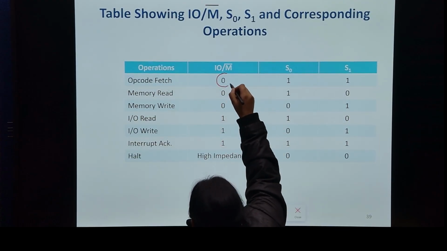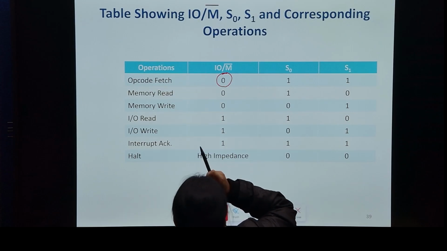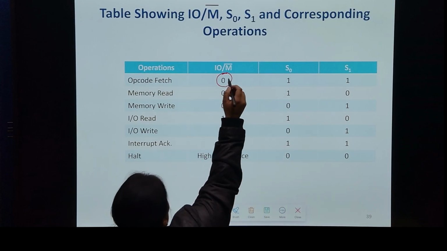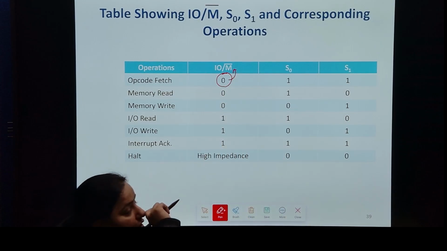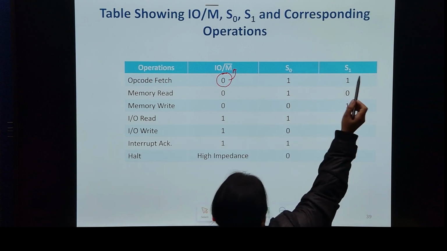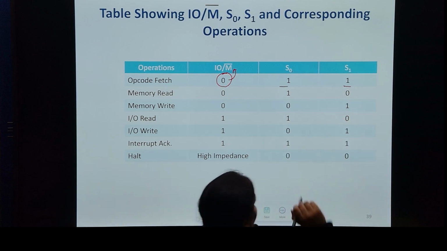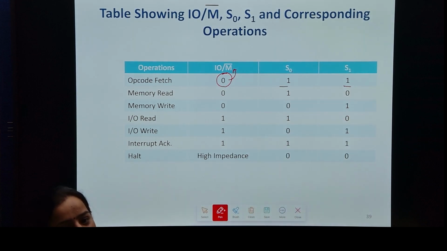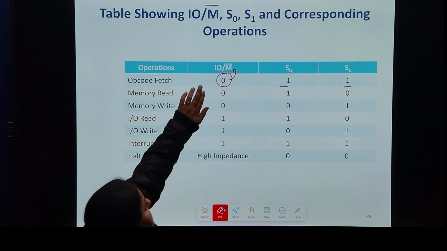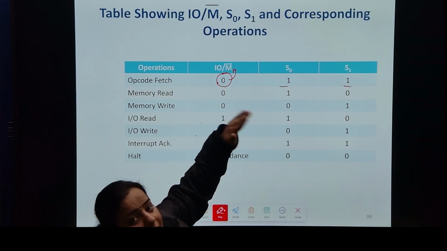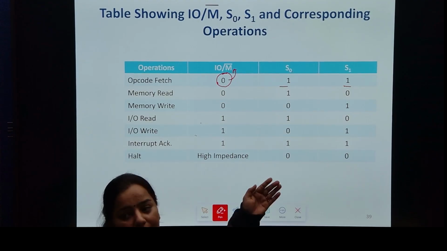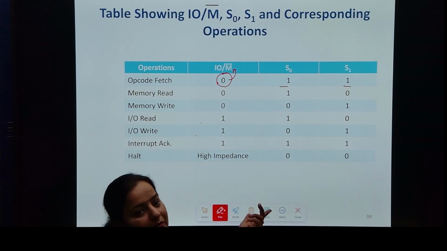Opcode fetch operation is there. That means you are providing a 0 signal at memory complement. S0 and S1 are 1 and 1. So S0 and S1 both are high. That means opcode fetch operation is there. And if memory complement is 0, what does it mean? Microprocessor will perform the opcode fetch operation from memory.